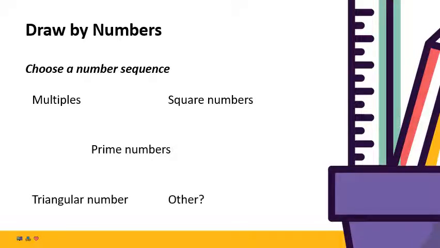Or is there another one that you can think of? Are there any other number sequences that you know that we could maybe see what they'll look like when they're translated into this piece of art?